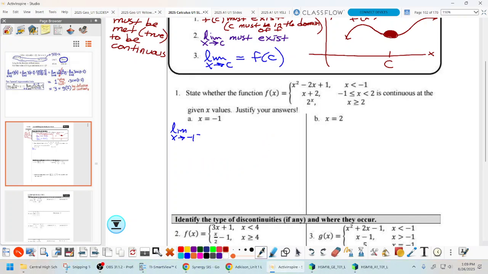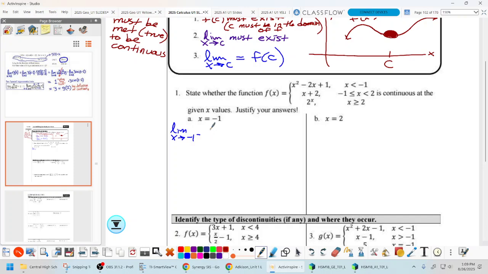So we are checking left and then right. Why are we checking left and then right limits? So you could determine it's continuous. What are we looking for in our investigation? Make sure they have the same value. Yeah, if they have the same value, we know the limit exists. Okay? So let's do that.